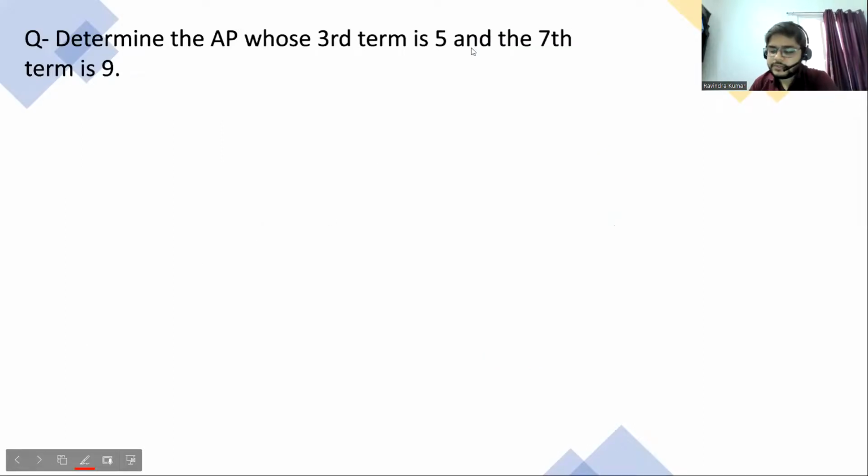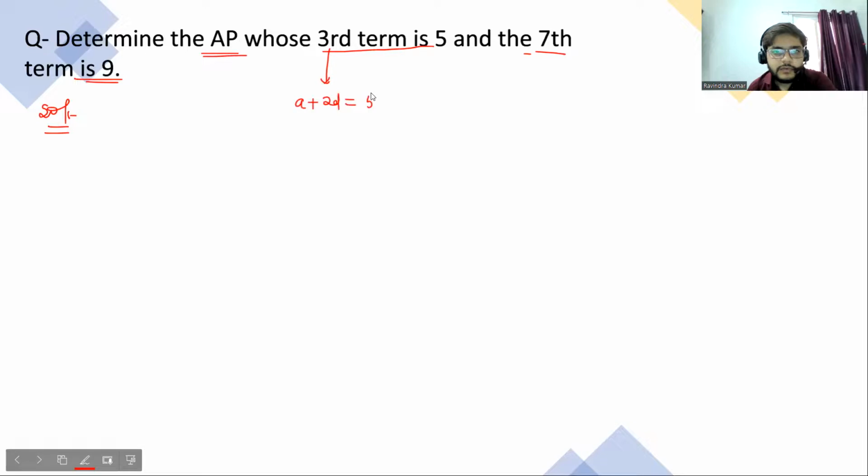This is our next question. Just try to solve it first by yourself. Okay, then we'll come to the solution. Determine the AP whose third term is 5 and seventh term is 9. Third term 5, seventh term 9. So how will we proceed? Let's concentrate here. As you know, you can write the third term as a plus 2d is equal to 5. Yes or no? For the seventh term, you can write a plus 6d is equal to 9. Yes or no? Yes.